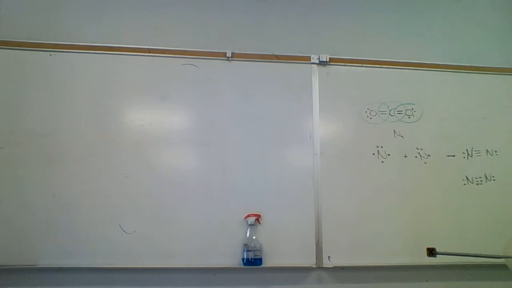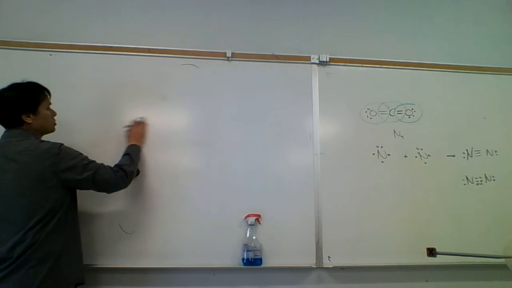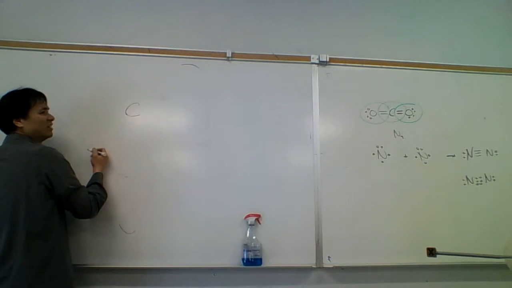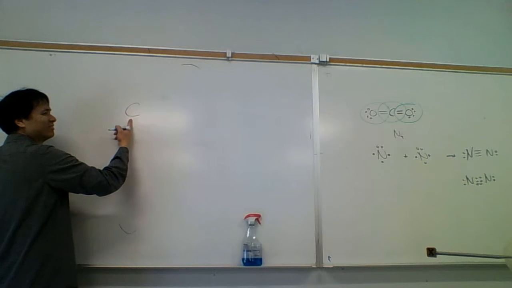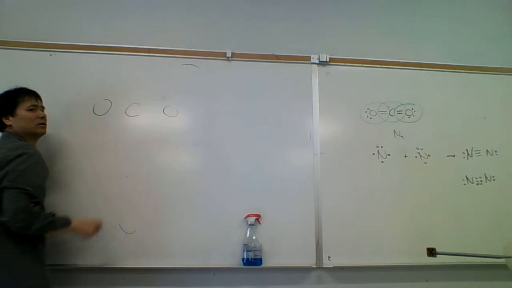Step 2, place the least electronegative atom in the center of the molecule. Which one's closer to fluorine? Carbon or oxygen? Oxygen. And therefore, oxygen is more electronegative, carbon's less electronegative. So we put carbon in the center, and then we'll put the oxygens out here.